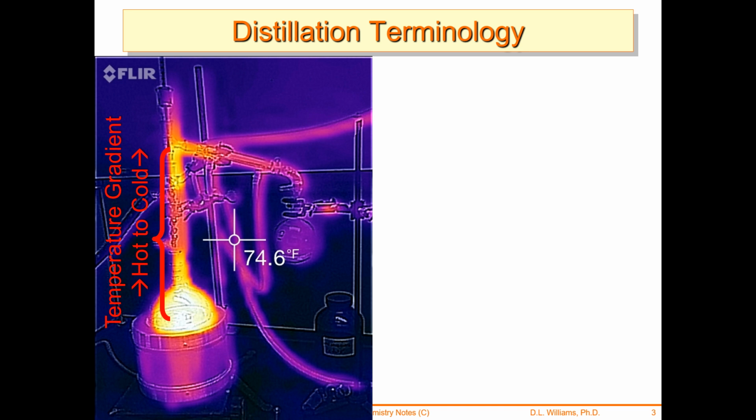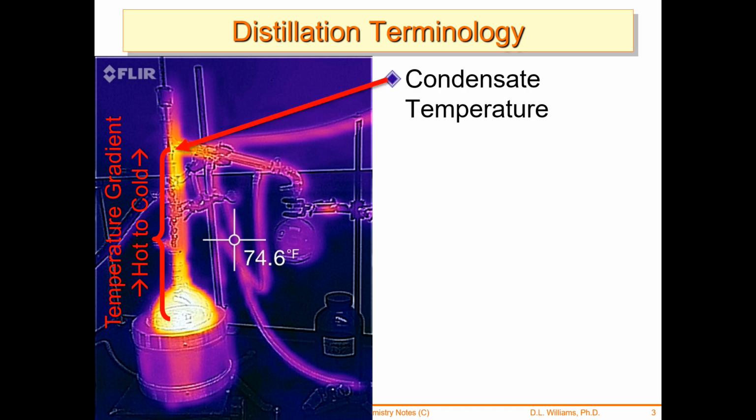So I got the distillation running, and it started, you get the stable temperature gradient, hot down at the bottom, cold at the top, and it condenses and drips over. And so it's kind of like this old-timey retort, but with a longer fractional distillation column. So let's look at some of the terminology that we have in distillation. We have the condensate temperature.